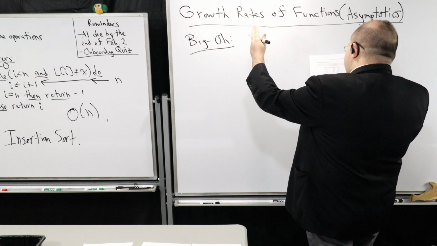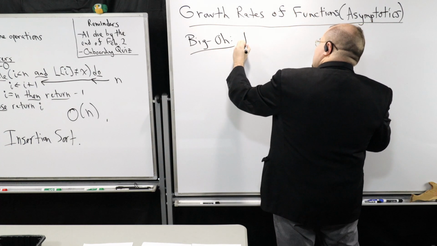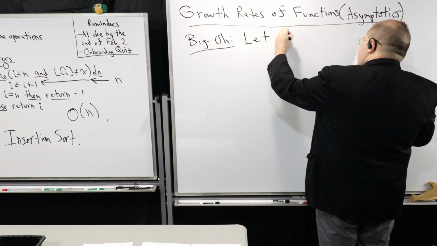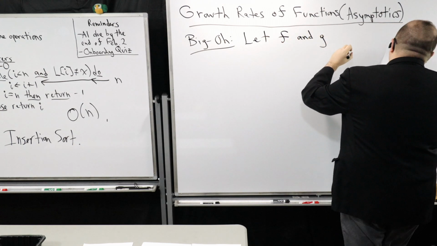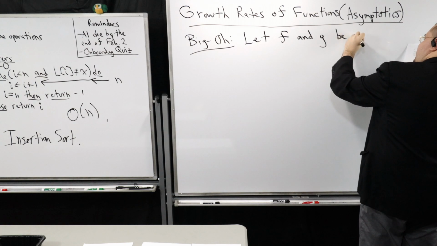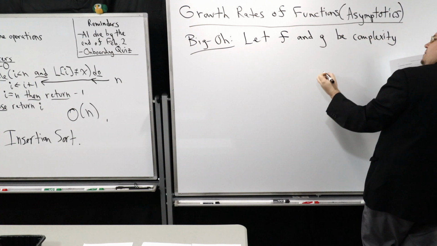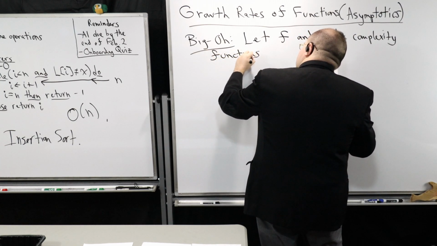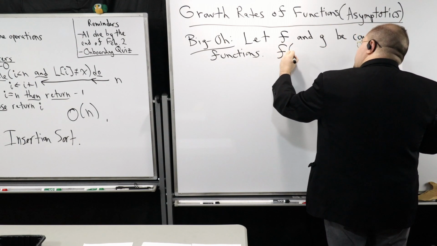So let's write her down. So I'm going to have two functions I'm going to call f and g. In particular, they're going to be complexity functions. Let f and g be complexity functions. So we're going to say that f.